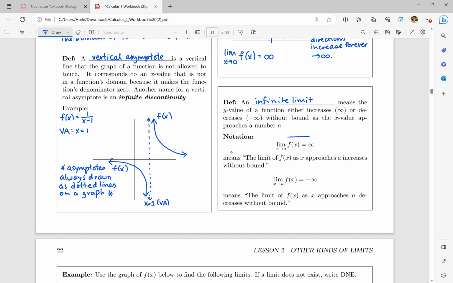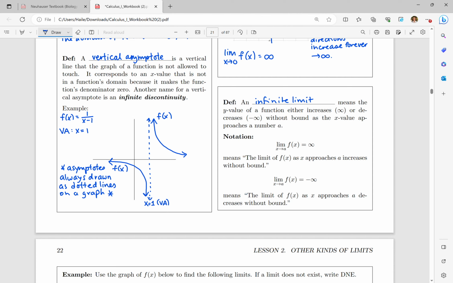So let's take a quick look at notation. You can see it's the same exact notation that we've been using in both cases. It's just now your answer could be infinity or negative infinity. So it doesn't have to be a finite number. It can just be this general idea of up forever or down forever.